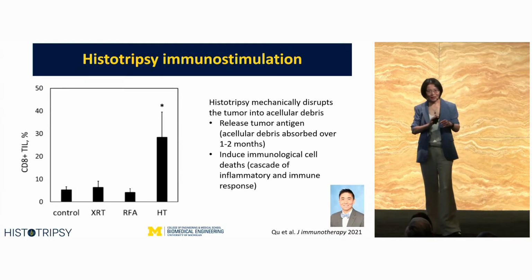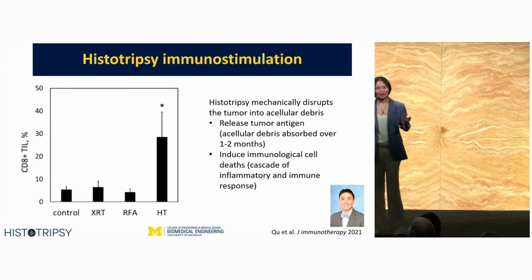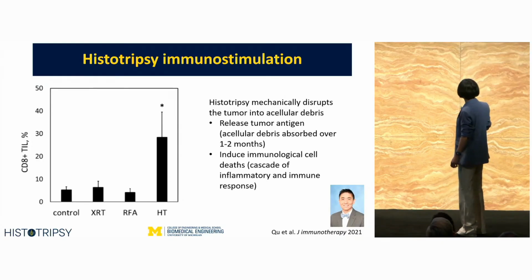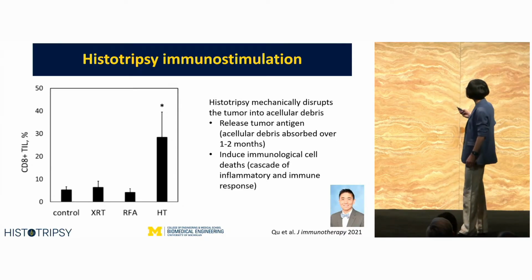But things like necroptosis, apoptosis, and ferroptosis, that's another thing in the immune cycle. And third is inflammation, which is actually part of the immune response too. So a cascade of those events together allow the histotripsy to stimulate the immune response.